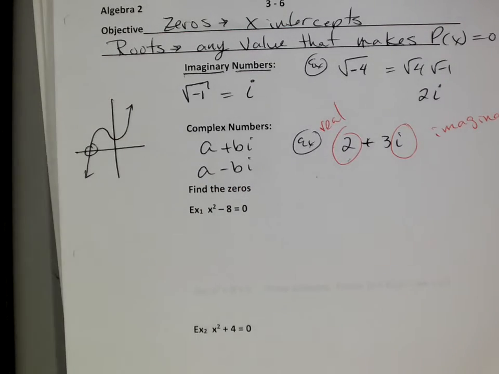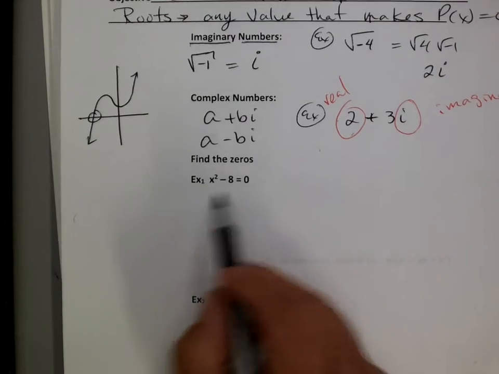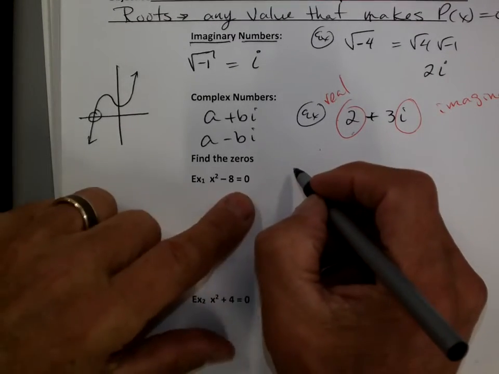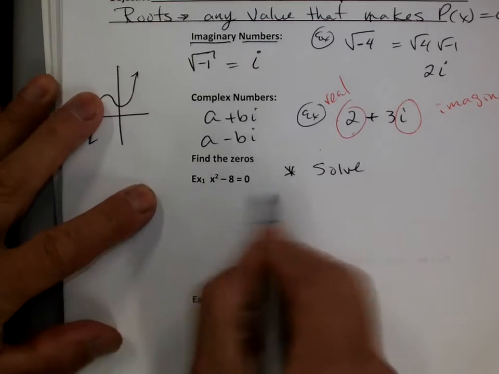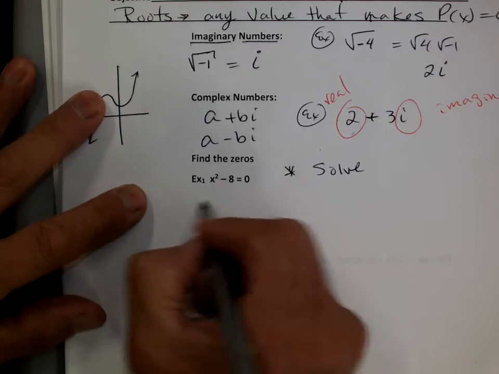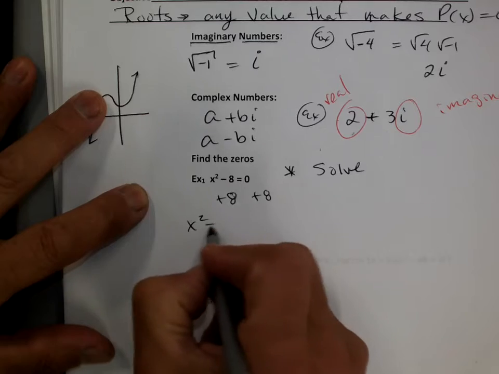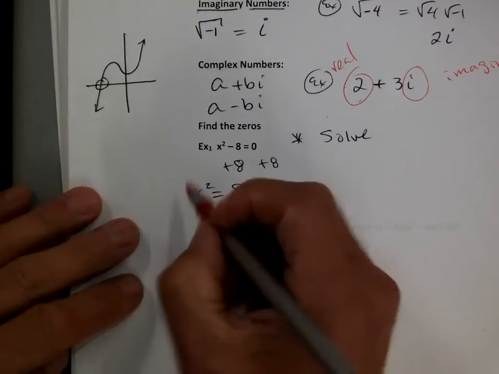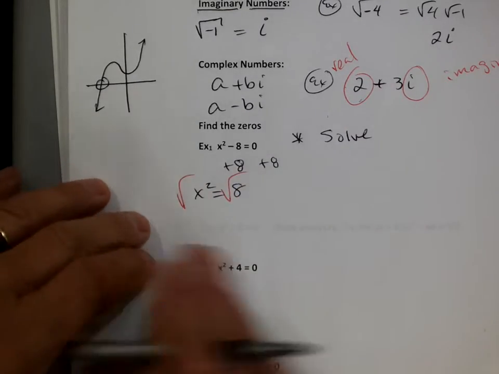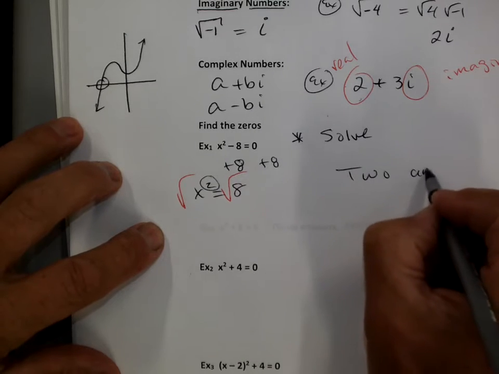Okay. So example 1. First of all, let's take a look at finding the zeros. Now, let's just solve. Well, it won't factor. It will not factor. So if it won't factor, we're going to solve instead. It does not factor. So let's just go plus 8, x squared equals 8. I'll go square root. Now, they come in pairs. You have to have two answers. You must have two answers.